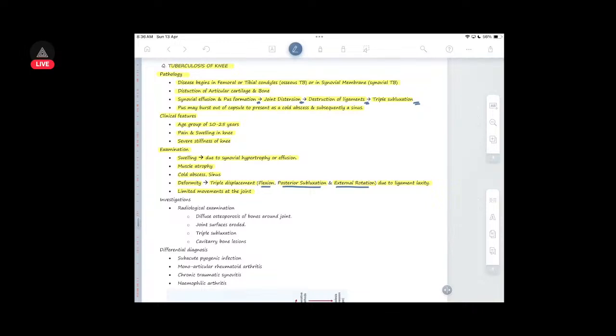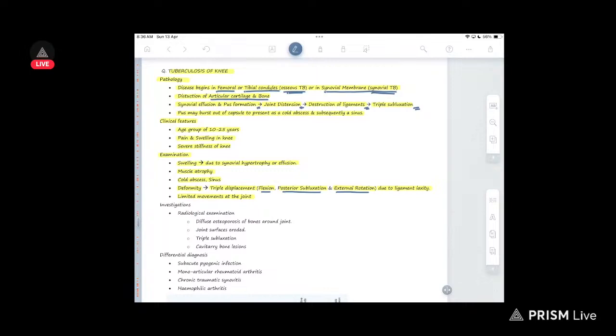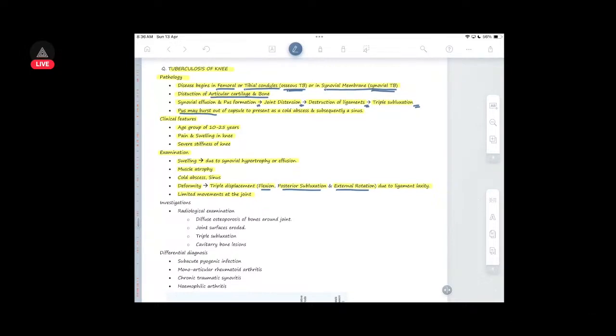TB of the knee, disease begins in femoral or tibial condyles, osseous TB or synovial membrane, synovial TB. Destruction of articular cartilage and bone is noticed. Pus may burst out of the capsule, so pus will be formed, joint will be distended, ligaments will go, triple subluxation will occur, flexion, posterior subluxation, external rotation, and pus may burst out, cold abscess and sinus.